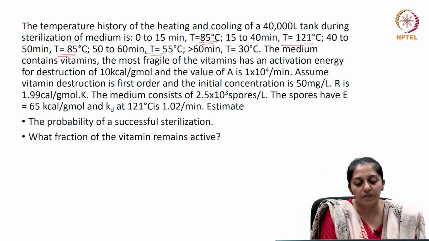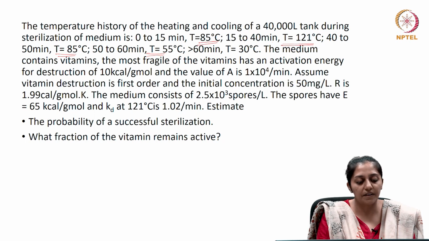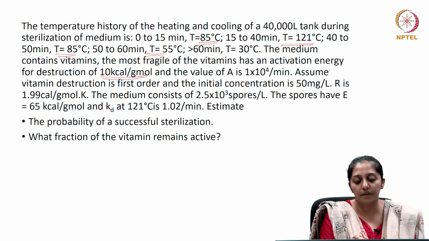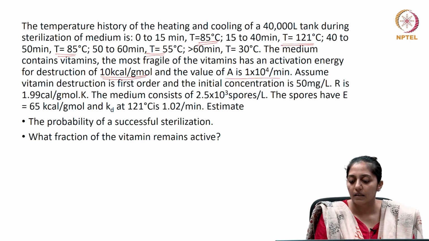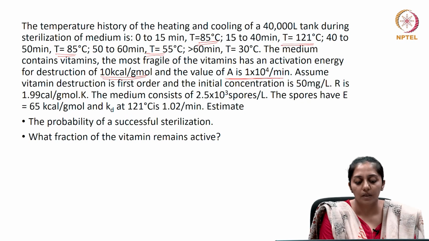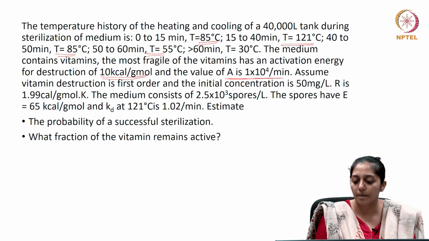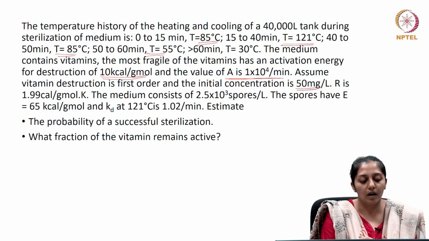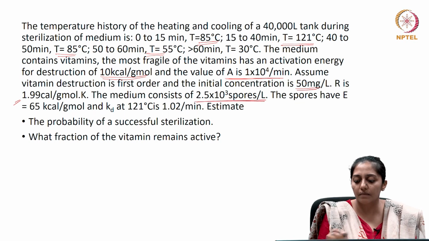This medium contains vitamins which are heat labile. They have an activation energy of 10 kilocalorie per gram mole. The Arrhenius equation constant is given. Assume the destruction by heat is following the first order and the initial concentration of vitamins in the medium is 50 mg per liter. The R universal gas constant value is given, and the initial number of spores present in the medium for sterilization is also given per liter.